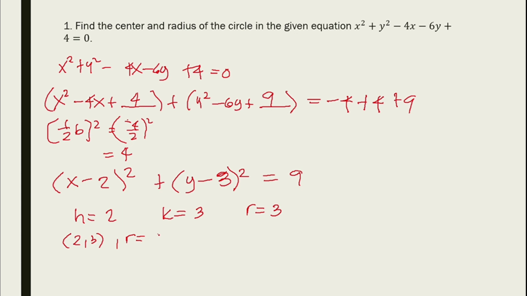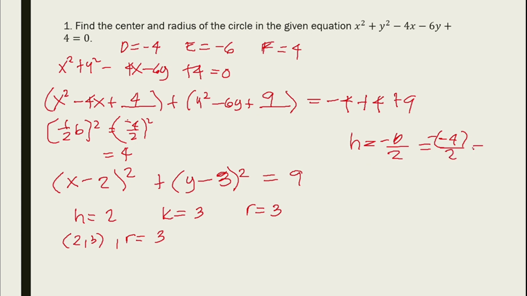Next, we find it using the formula. h is equal to negative d over 2, or negative one-half d. What is our d here? Our d in this part is negative 4, our e is equal to negative 6, and our f is equal to 4. So by the formula, negative of negative 4, divided by 2, we have 4 over 2, that is equal to 2, correct?